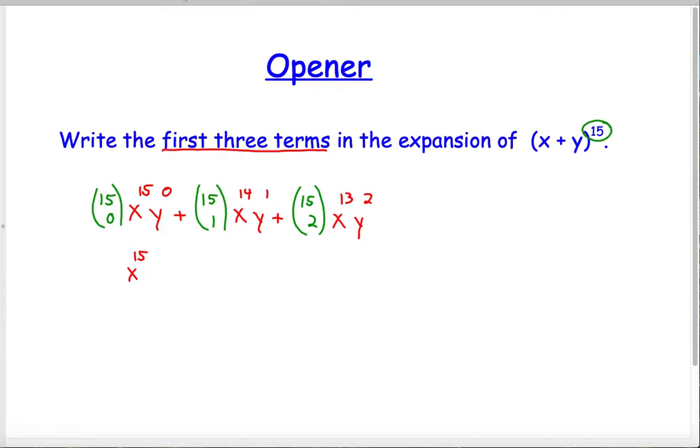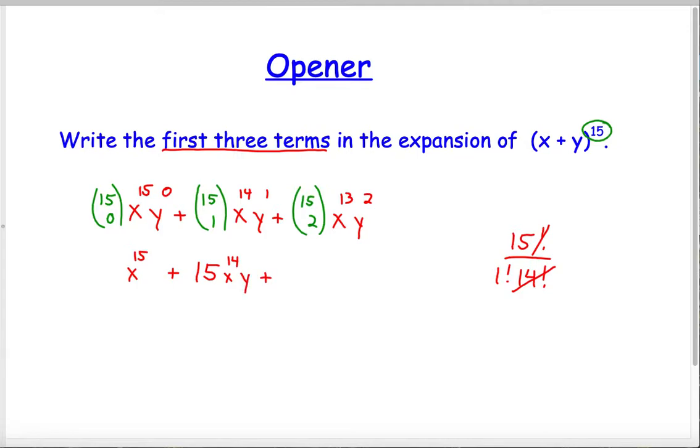And then we're going to get plus, what's 15 choose 1? That's 15. You can check that out by following the pattern. Remember, that's 15 factorial over 1 factorial times 15 minus 1 factorial. Well, all of these are going to cancel with everything except the 15, and we're left with just 15 over 1. And then we have x to the 14th, y to the 1st.